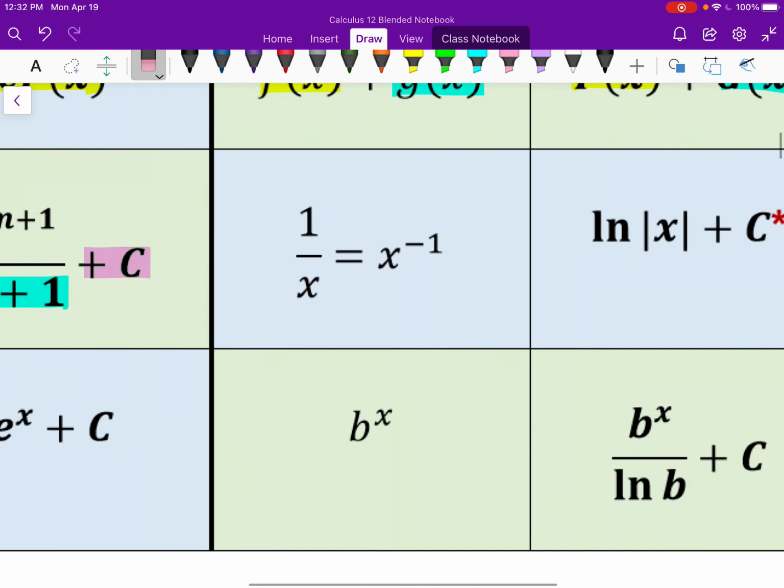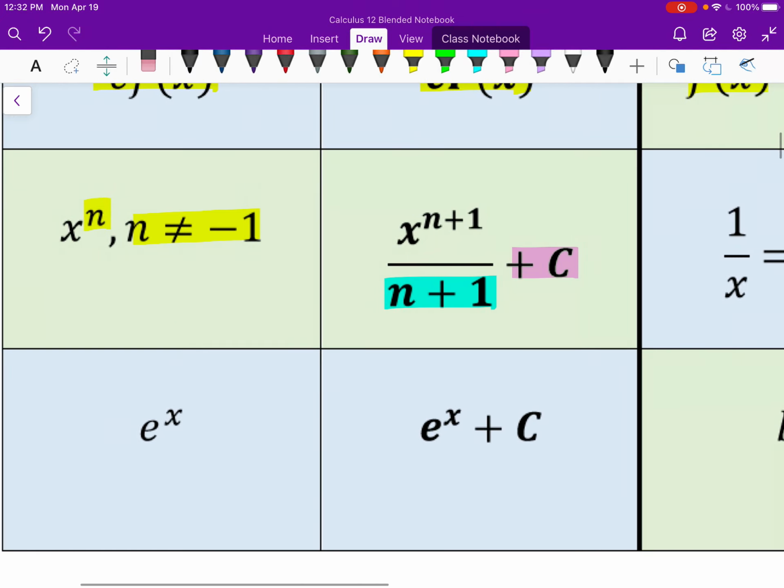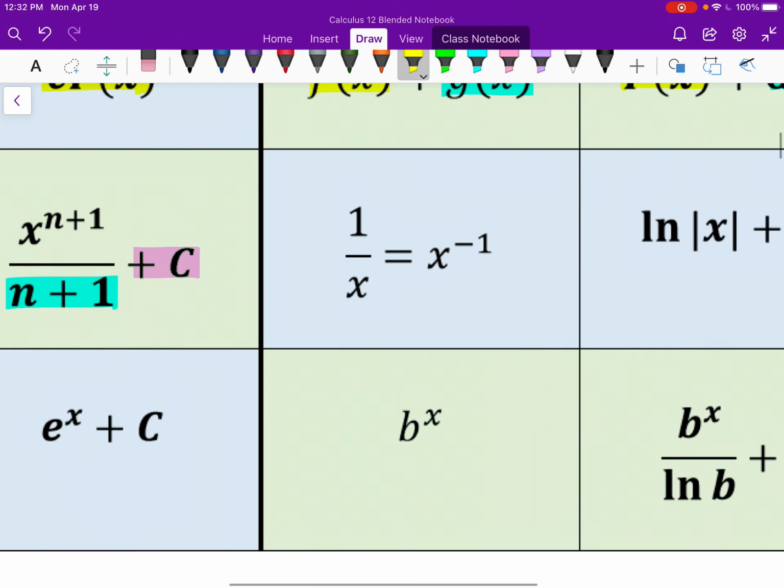Okay, another example. What if you actually have x to the -1? Like I said, the power rule here is correct as long as n, the exponent, did not equal -1. Well, if you have an exponent of -1, it means this. X to the -1 means 1 divided by x. And in this case, if you try to use that power rule backwards, you get x to the power of 0 divided by 0, which doesn't make sense because you're dividing by 0.